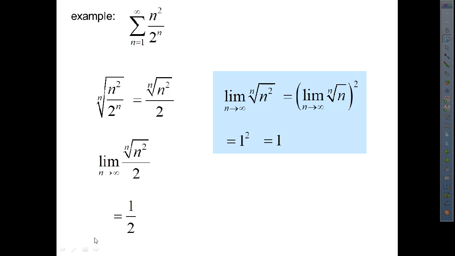Now, what do we know about the 1/2? Well, going back to our rules, remember, if the L, the limit we came up with, is less than 1, then this thing is going to converge. If the L is greater than 1, then the thing is going to diverge. So 1/2 is definitely less than 1, so this series is going to converge.